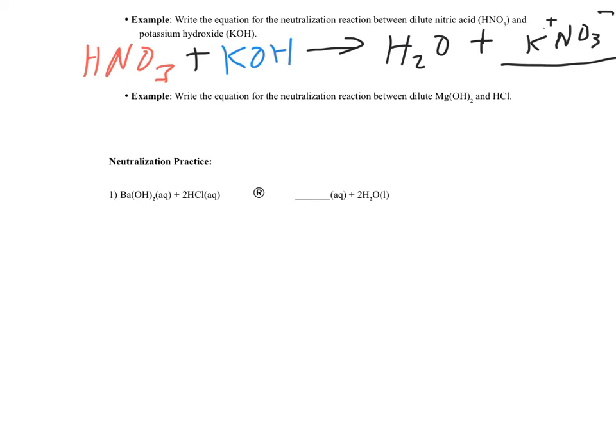But let's keep going. It says, write the equation for the neutralization reaction between dilute MgOH2 and HCl. Okay, so first, let me figure out HCl. That should be real familiar, hydrochloric acid. And I see some OHs in this thing. That is a base. So I'm going to start by writing acid and base first. So just like before, HCl plus our base, which is going to be MgOH2.